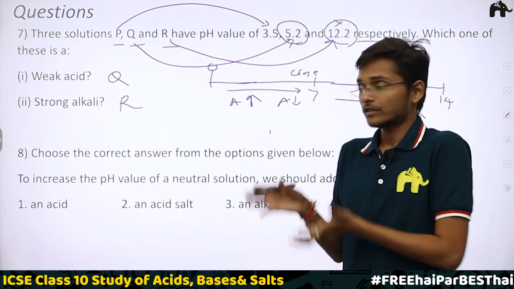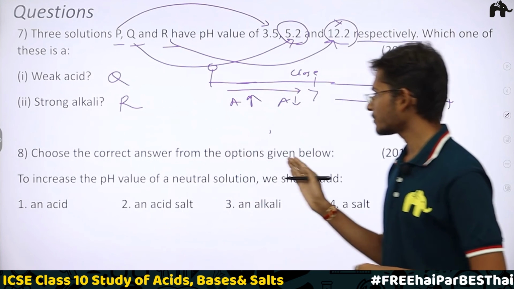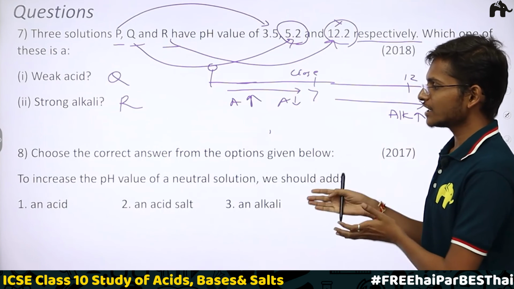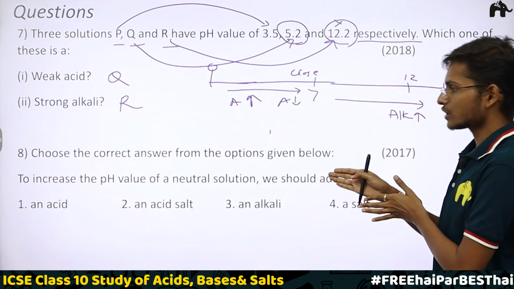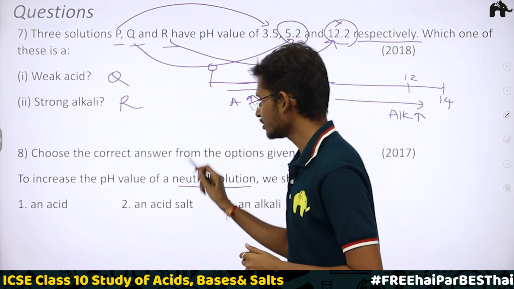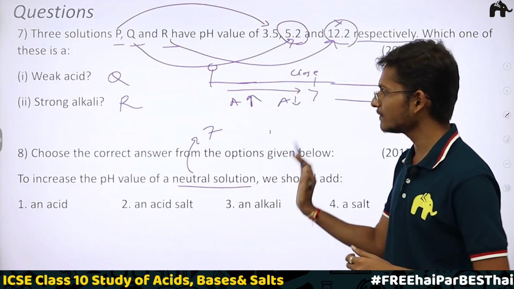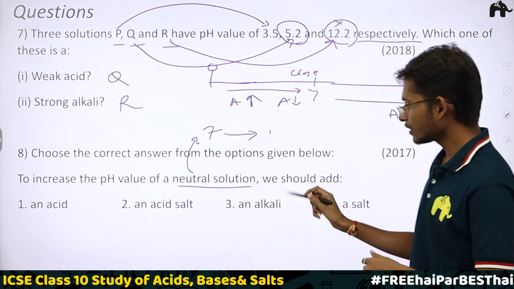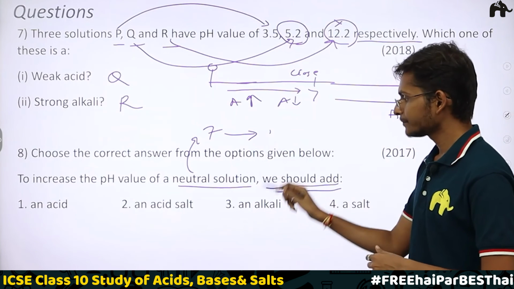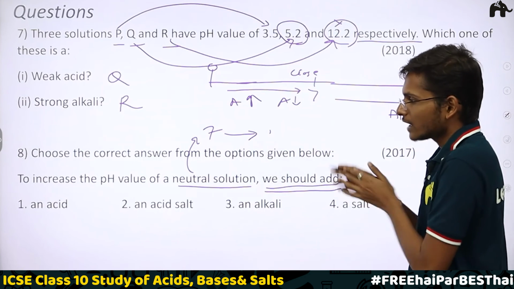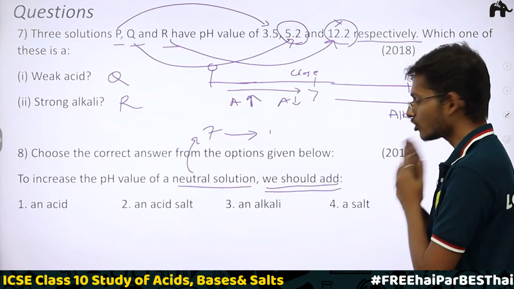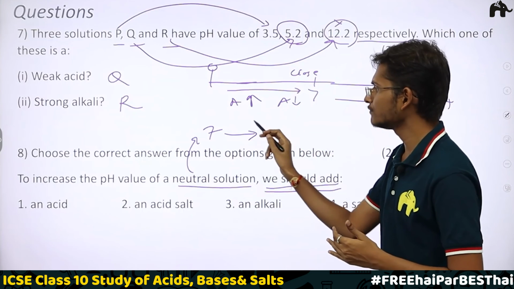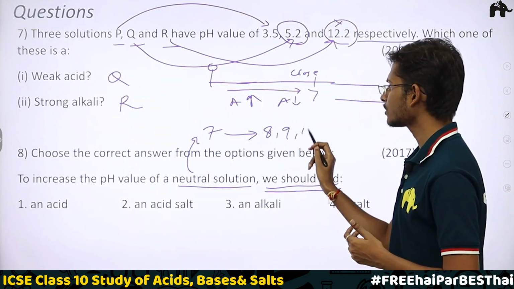Very simple. Now the last question, choose the correct answer from the options given below. This was asked in 2017. To increase the pH value of a neutral solution, so they have given us a neutral solution. This means that the solution is having pH 7, and they are asking us to increase the pH value of this neutral solution. What should we add: an acid, a salt, an alkali, or a salt? So let's see. In order to increase the pH value of a neutral solution, we are going to make it 8, 9 or 10.